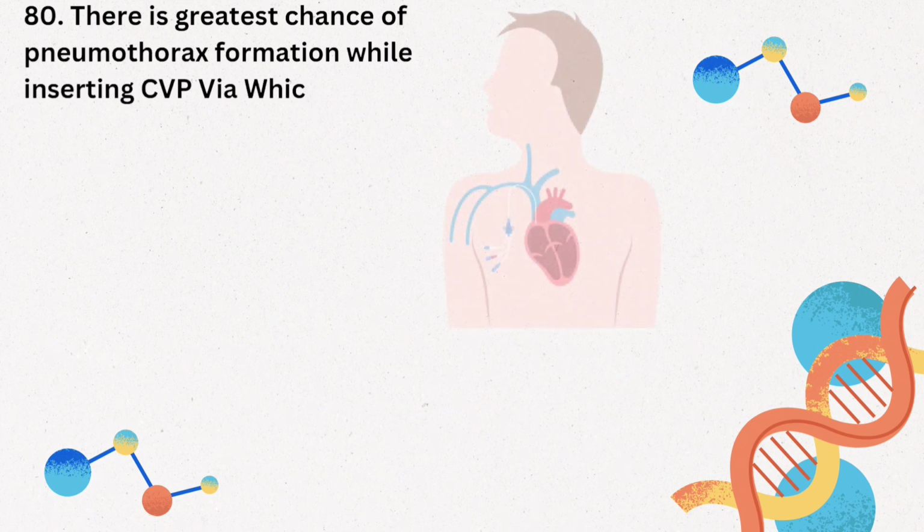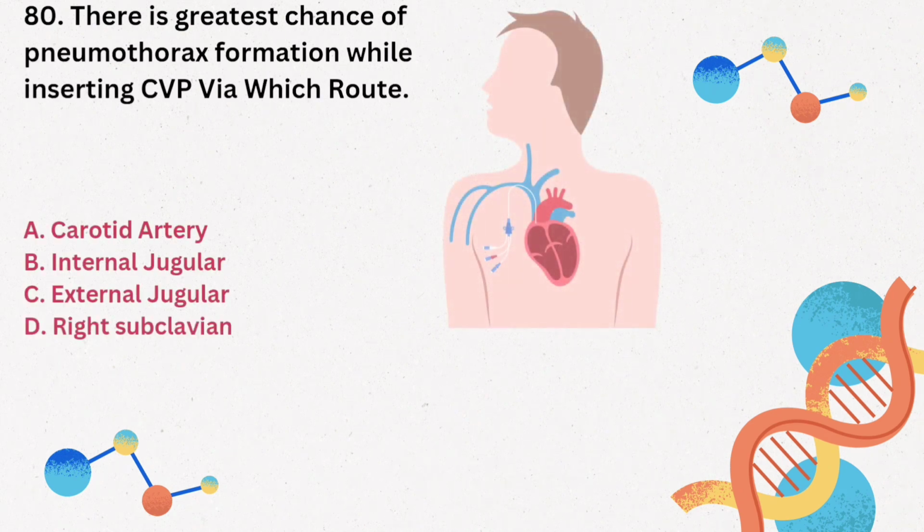There is greatest chance of pneumothorax formation while inserting a CVP via which route? A. Carotid artery. B. Internal jugular. C. External jugular. D. Right subclavian. Option D is the right answer.